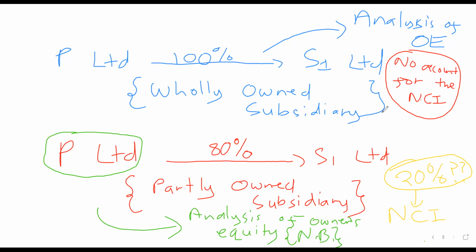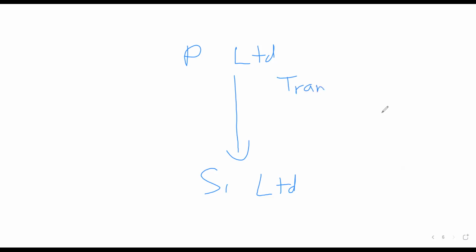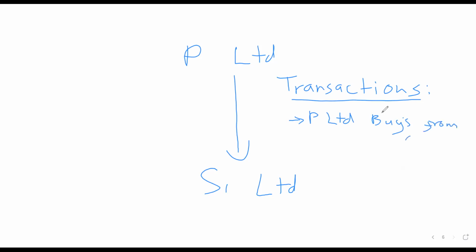Another thing I want to put across before I take you to the actual exam and before this segment ends is that the parent company, P Limited, and its subsidiary can actually enter into certain business transactions together. For instance, P Limited buys something from S1 Limited, or it can be vice versa.